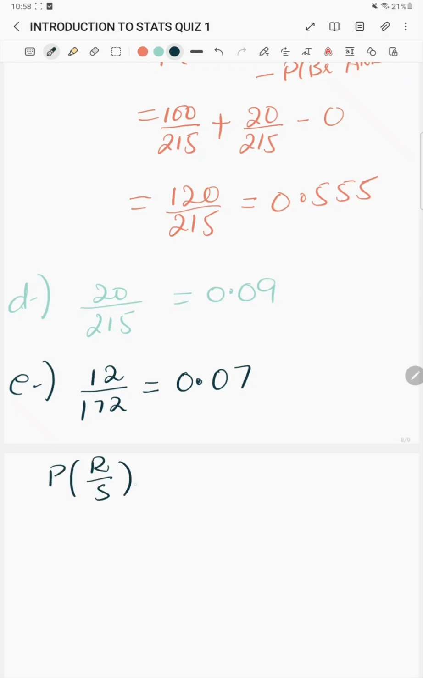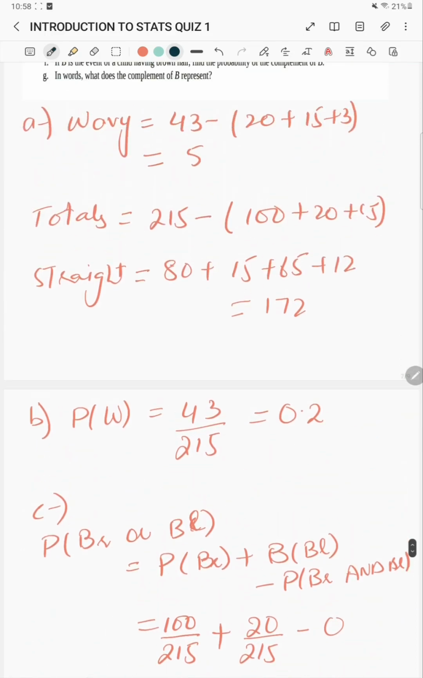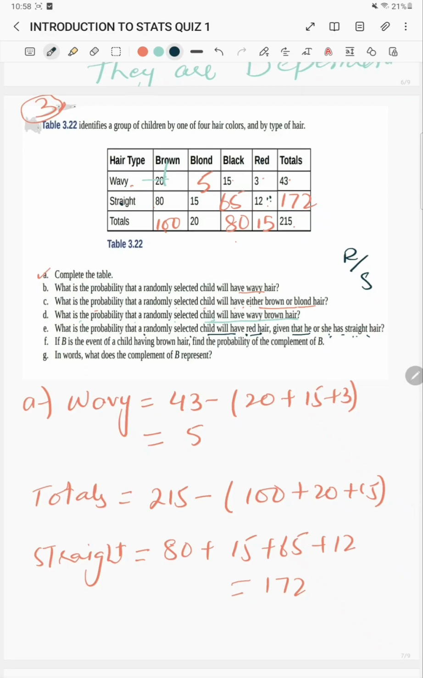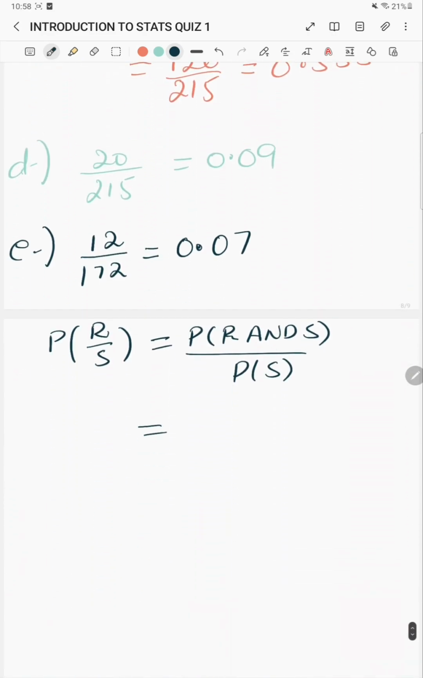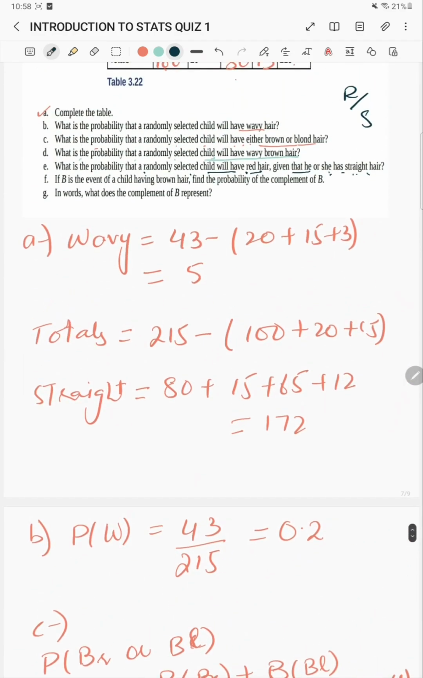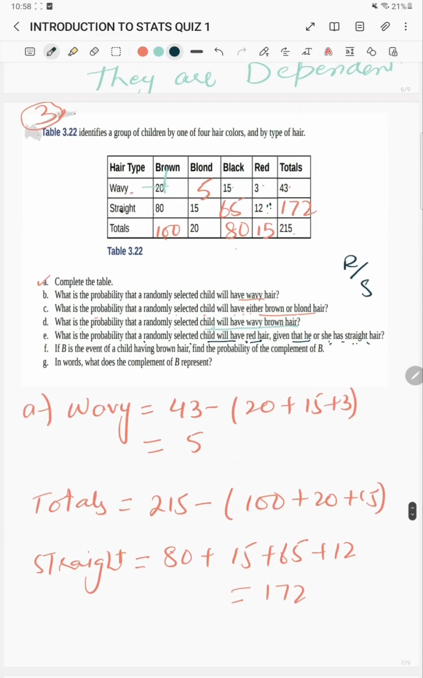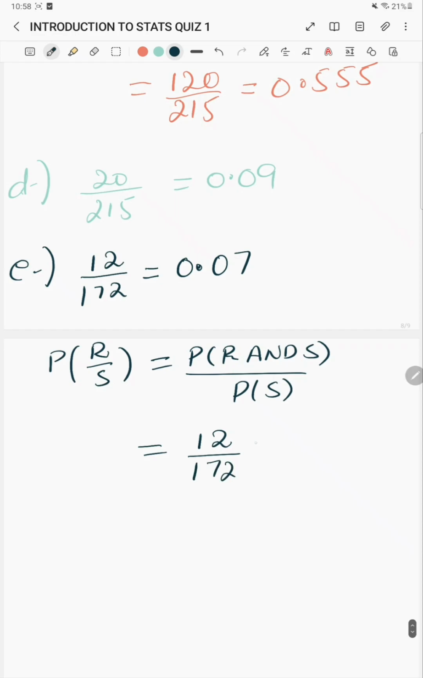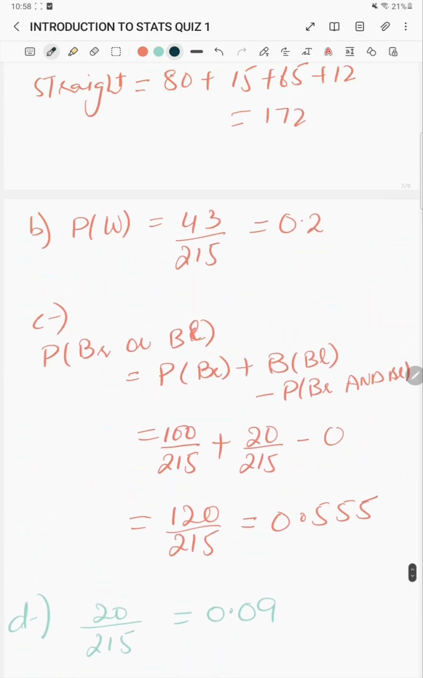Probability of R over probability of S, meaning red hair given straight hair, is probability of R and S over probability of S. So what is R and S? Red hair and straight hair, 12. And probability of S is 172, which is 0.07.